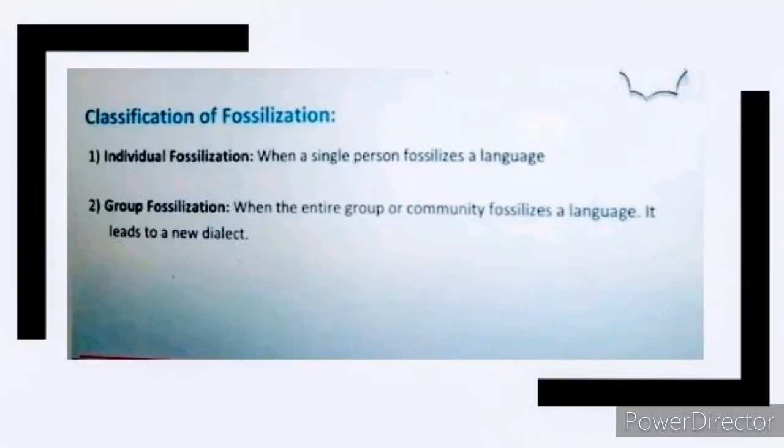There are two classifications of fossilization, and these are individual fossilization and group fossilization. Usually, individual fossilization consists of two types, and these are error reappearance and language competence fossilization. First, error reappearance refers to inappropriate language structures that are thought to have been corrected but continue to appear regularly.